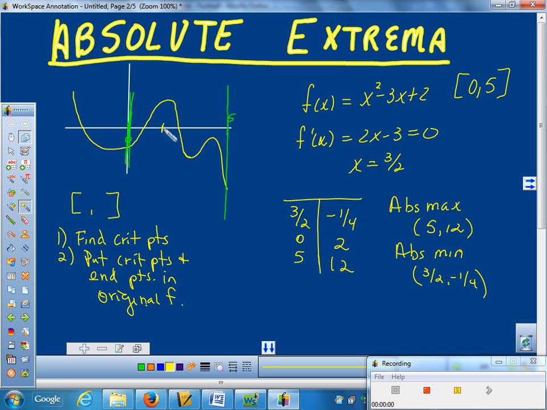We can see then that 12 is the highest, so therefore we have an absolute maximum at the point (5, 12). So that endpoint is the maximum. And we have an absolute minimum at (3/2, -1/4), which is going to be a relative minimum somewhere out in the middle of this graph. Like I said, if you have a bracketed interval, it makes your life easy because you just need to test the endpoints and the critical points.